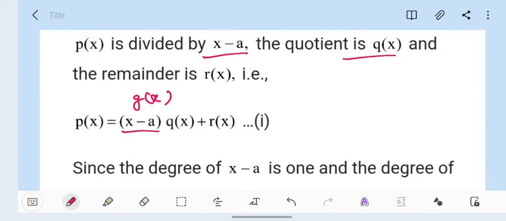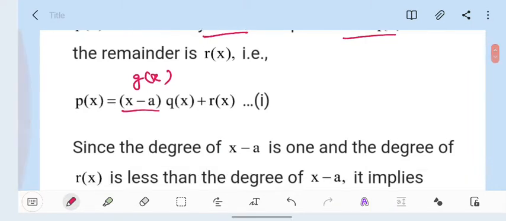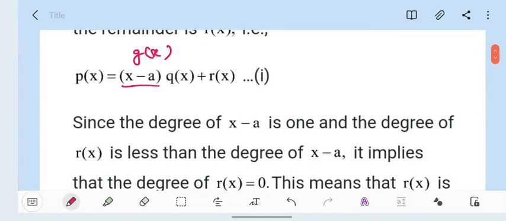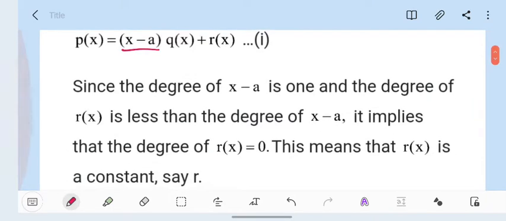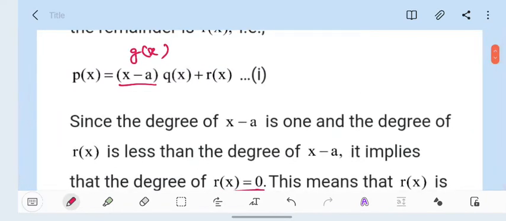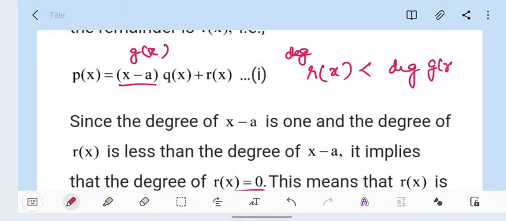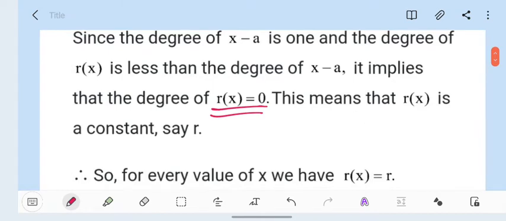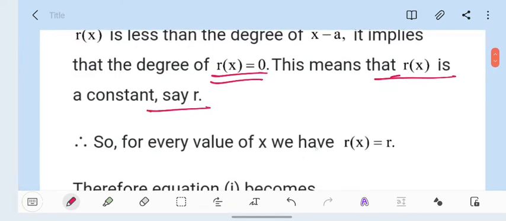Since the degree of x minus a, which is the divisor here, is 1, and the degree of r of x is less than that of the divisor, that is x minus a, it implies that the degree of r of x will be equal to 0. This we have seen already yesterday, that the degree of r of x is always less than the degree of g of x. So this means that r of x is a constant, say r here. So for every value of x, we have r of x equals r.